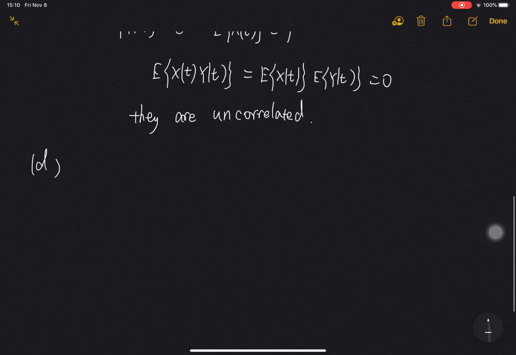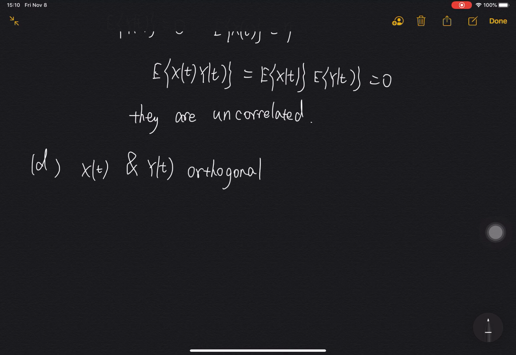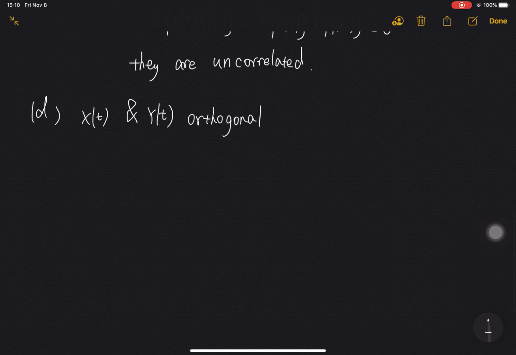And question D is we have to prove if xt and yt are orthogonal. So the expectation of xt times yt is 0. This is the definition of orthogonal, so it's very obvious they are orthogonal.